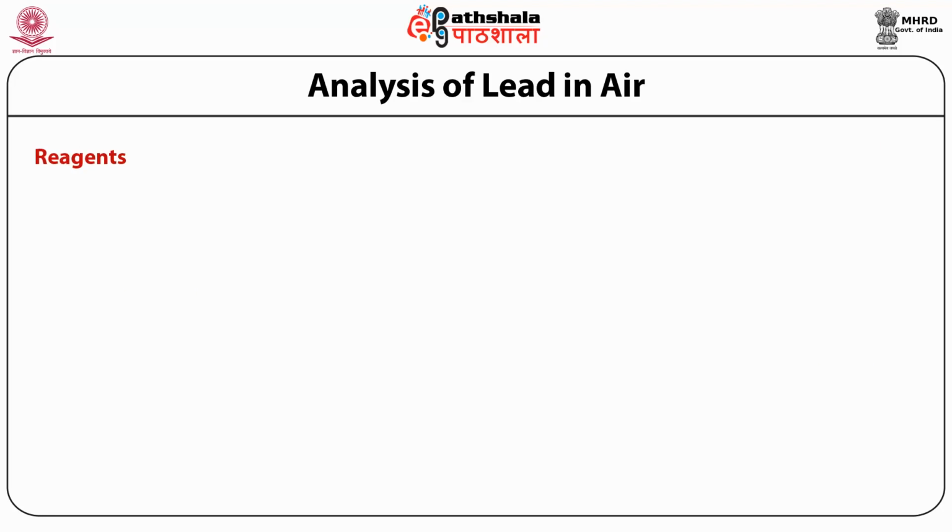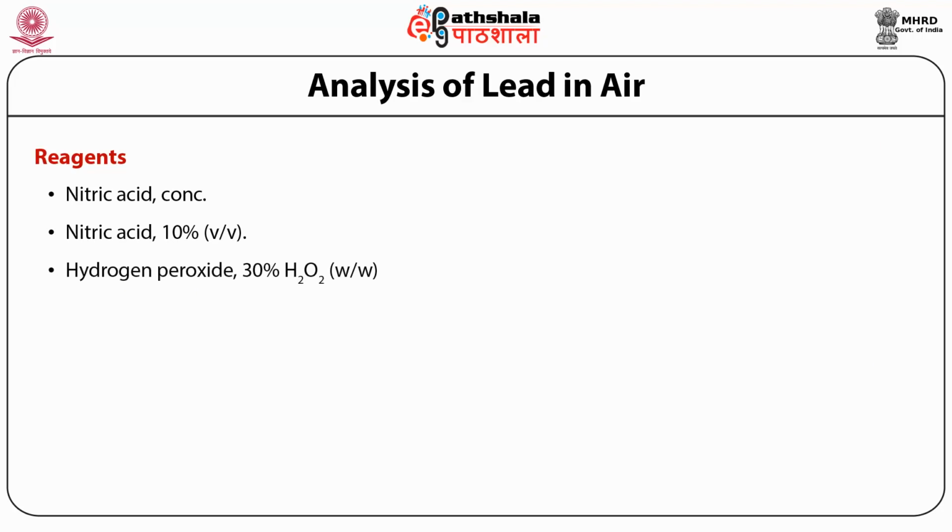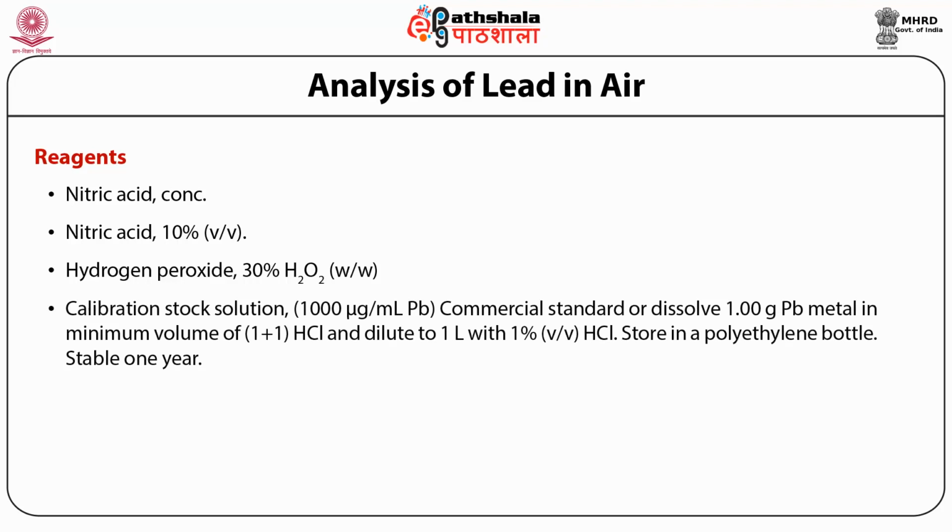The reagents used for the estimation of lead in air include nitric acid, 10% nitric acid volume by volume, and hydrogen peroxide 30%. Calibration stock solution required is 1000 microgram per ml of lead, which can be obtained commercially or prepared by dissolving 1 gram of lead metal in a minimum volume of 1 plus 1 HCl and dilute HCl. It is then stored in polyethylene bottles and is stable for 1 year. From this, the working solutions can be prepared at the time of experiment.